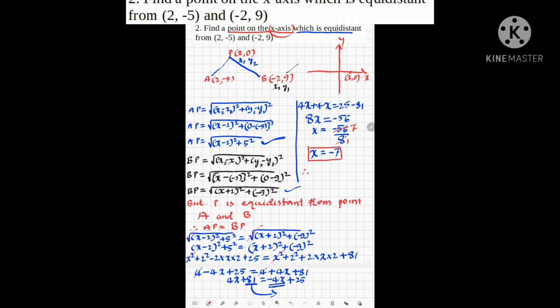Therefore, the point on the x-axis is (minus 7, 0), because see here, everybody see please, this is the x value, this is the 0. x value is minus 7 and the y value is 0 because on the x-axis the y value is 0. Therefore, the point is (minus 7, 0).